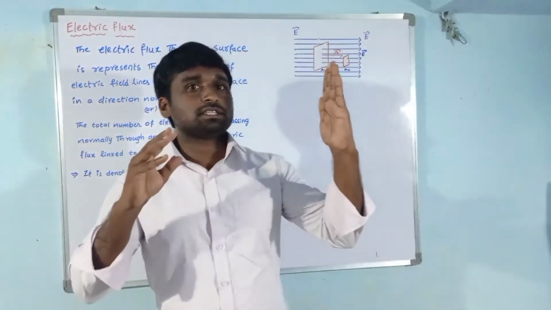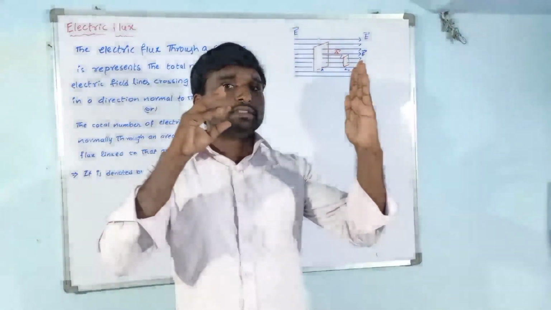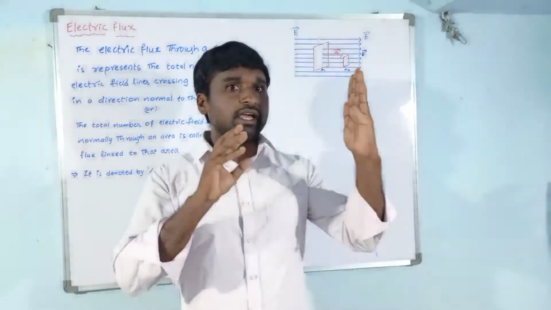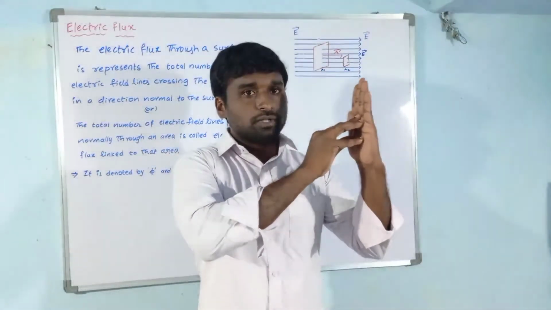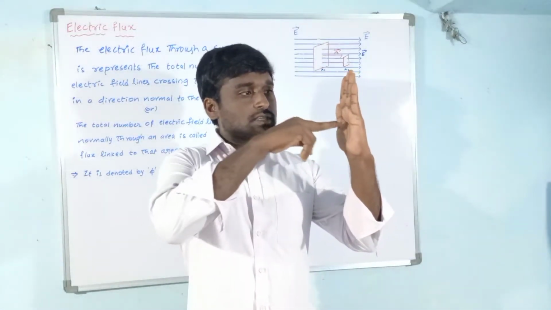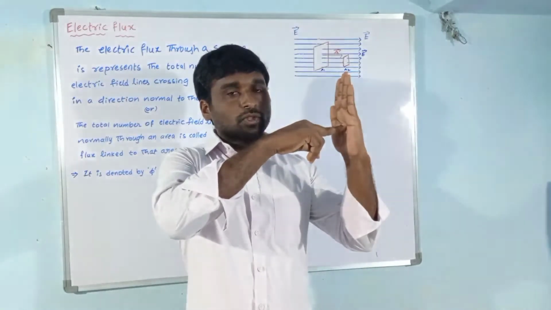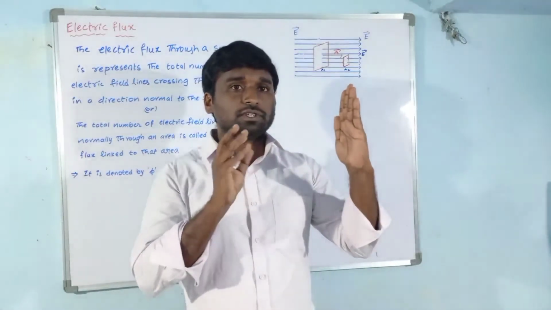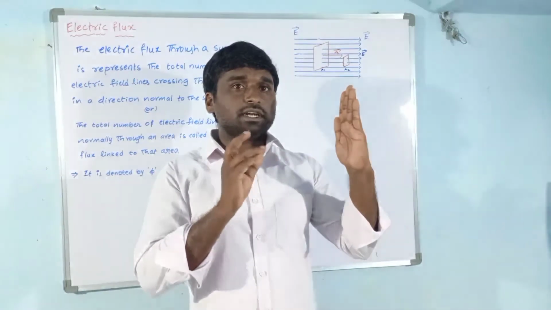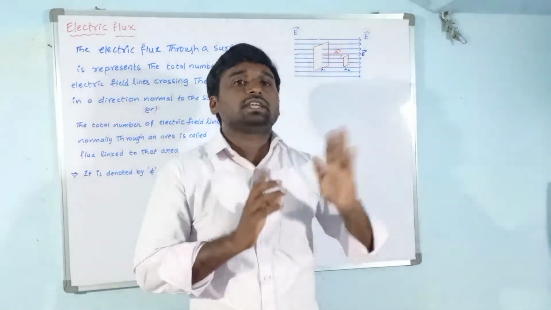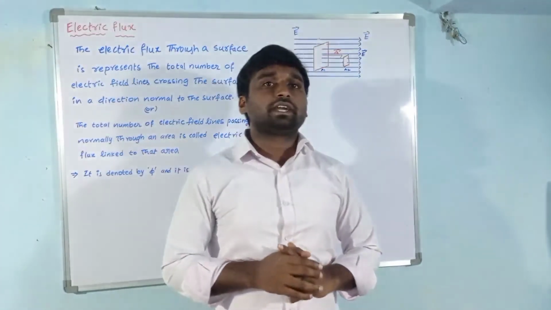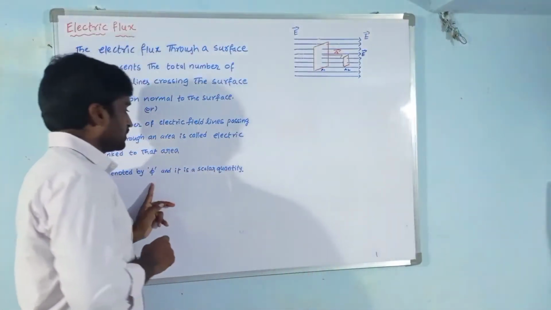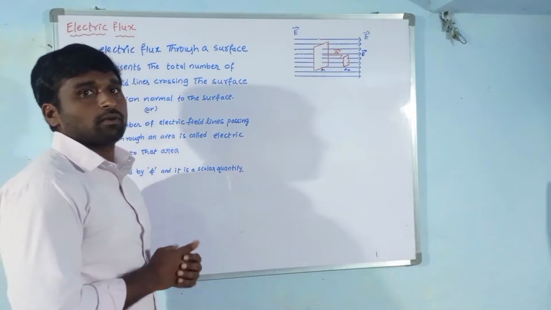This is the plane surface, these are the electric field lines. This number of electric field lines passing through the surface in a direction normal to that surface, this is the normal direction. The number of field lines passing through the surface in a direction normal to that surface is called electric flux. It is indicated by the letter phi, and it is a scalar quantity.